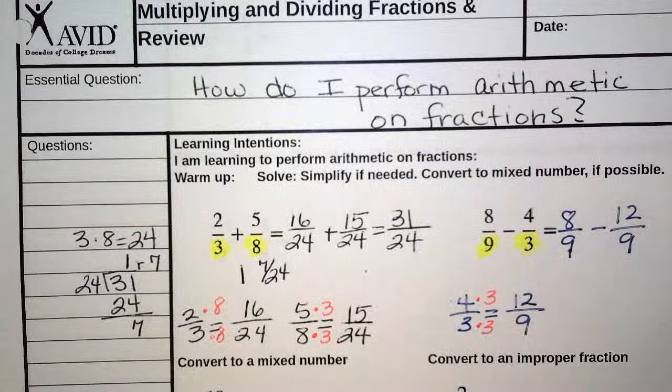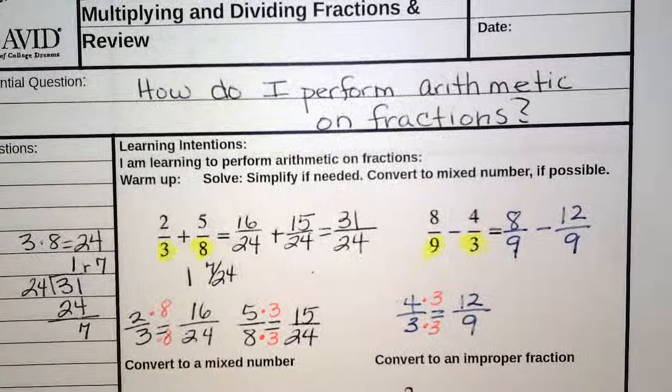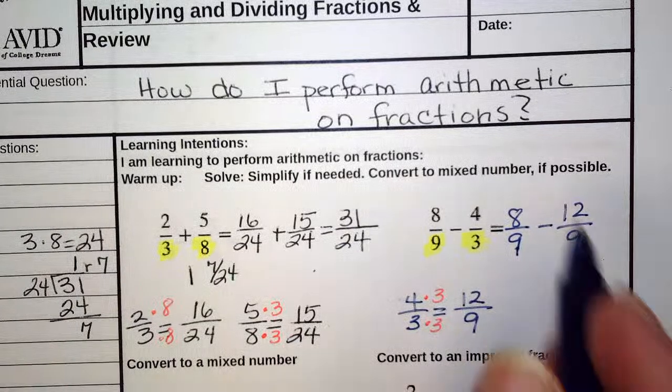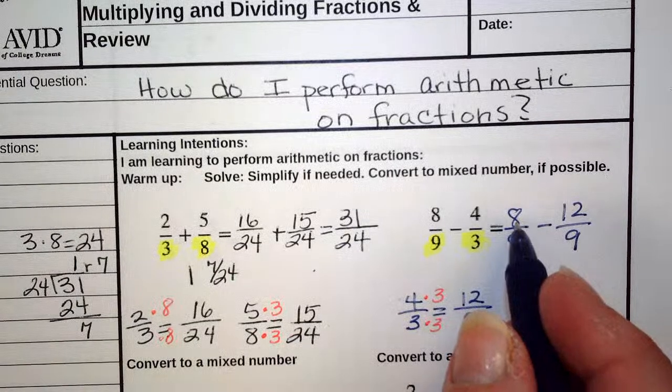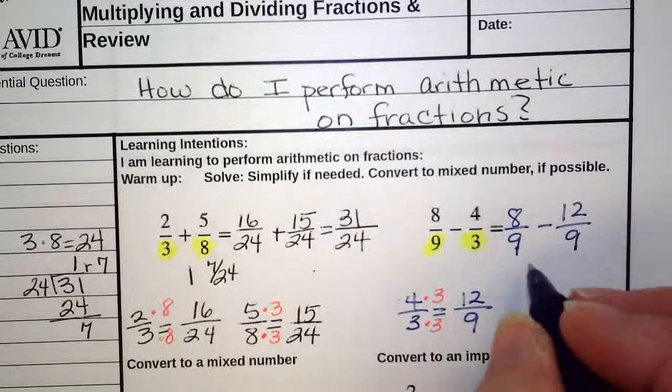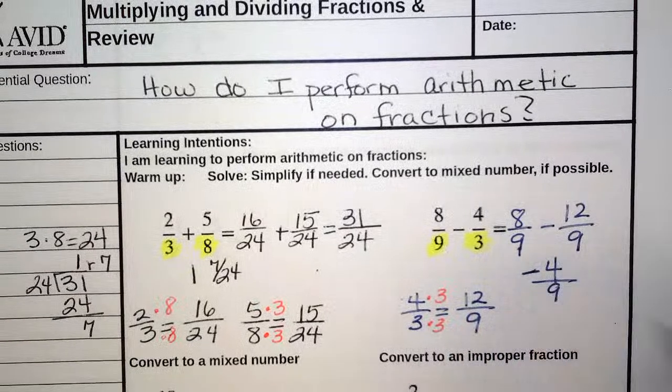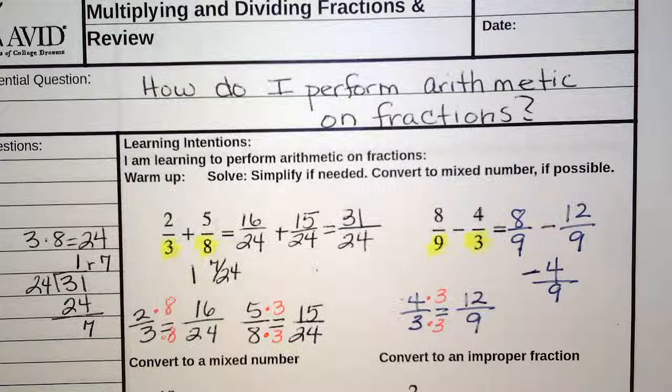We notice that we're going to have a negative fraction because 8 is smaller than 12. So 12 minus 8 is 4. It's going to be negative 4 over 9. Can we simplify? No. 4 is not a factor of 9. 4 is even. 9 is odd. There's no common factors.